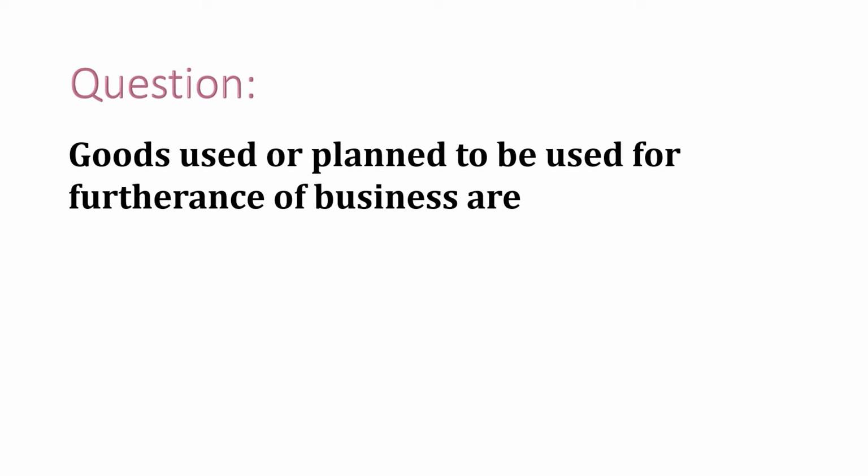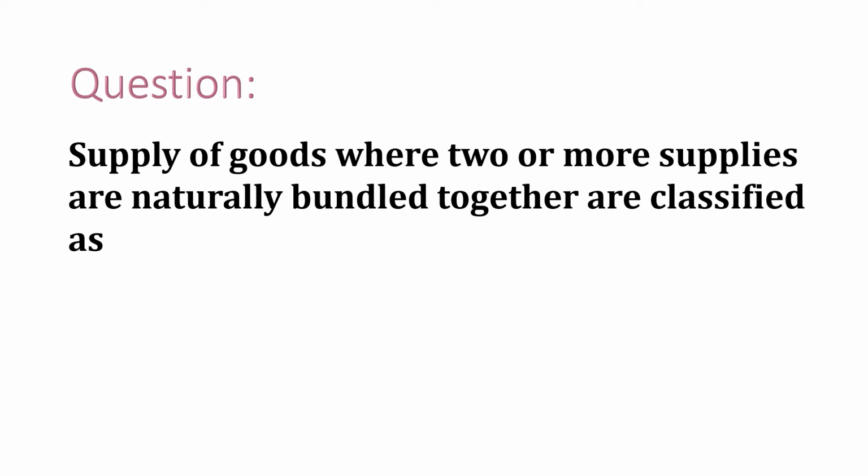Next question. Goods used or planned to be used for furtherance of business or businesses are? The answer is capital goods. Next question. Supply of goods where two or more supplies are naturally bundled together. They are classified as? The answer is composite supply.